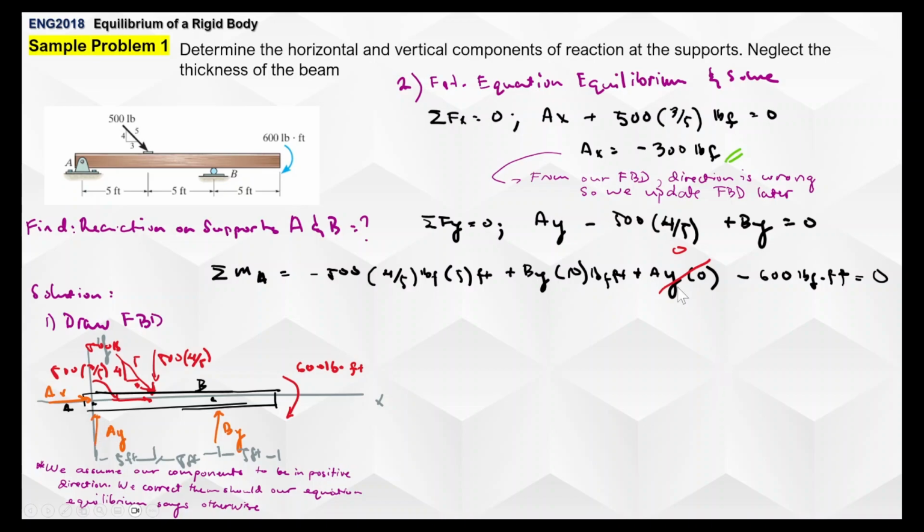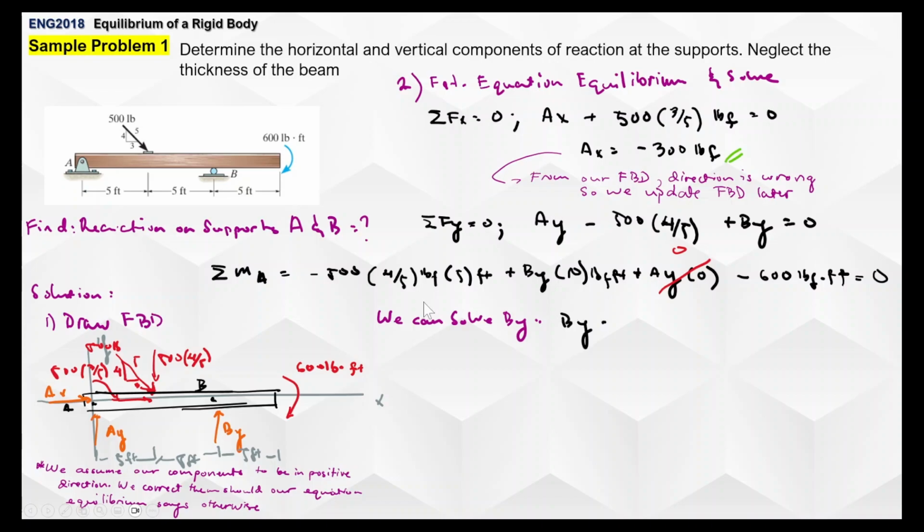Then AY here is simply canceled out since there's no moment, there's no perpendicular force. And then we already have a given 600 pound force feet. So we include that in our equation. So it's going to be about point A clockwise. So that's negative 600 pound force feet. And then from here, we can now solve for BY.